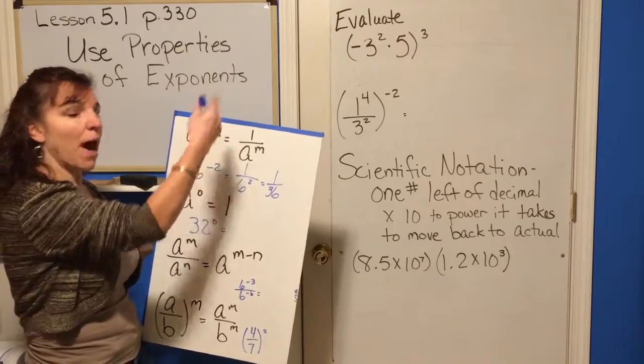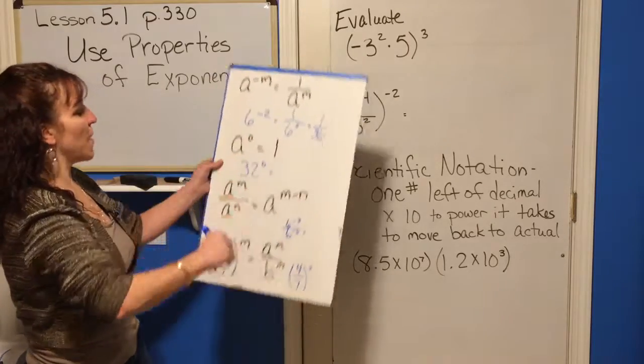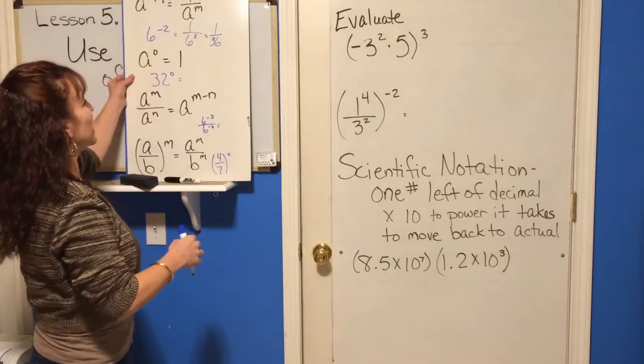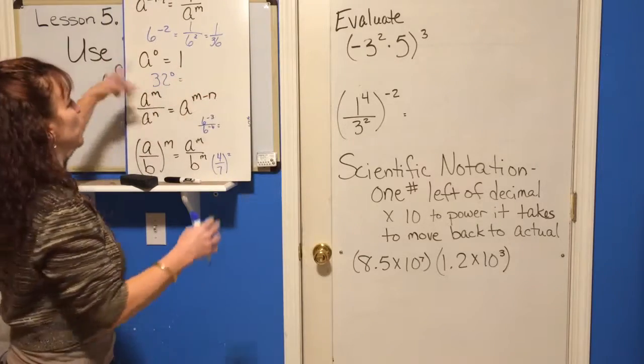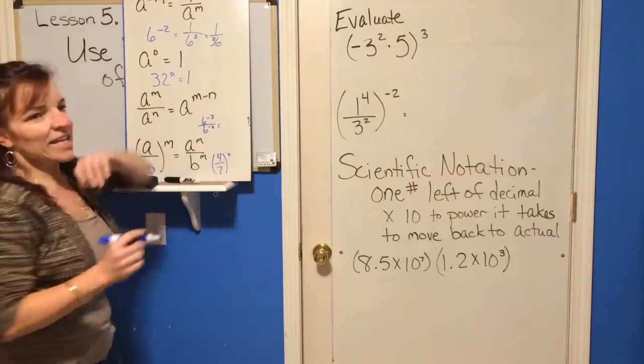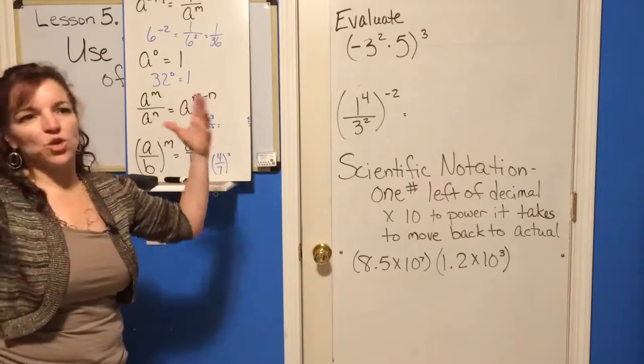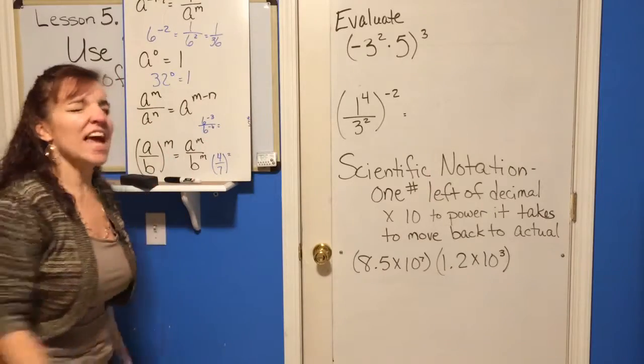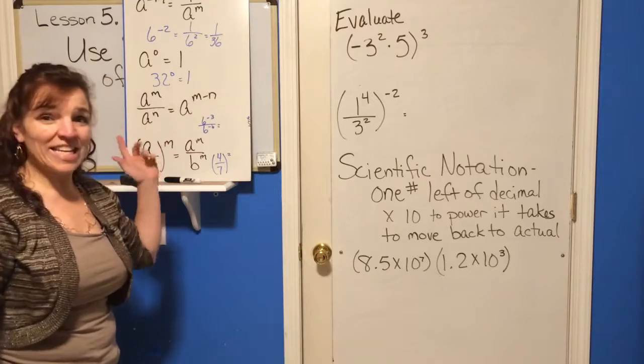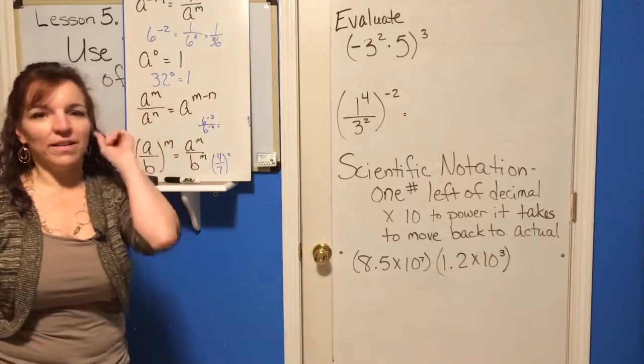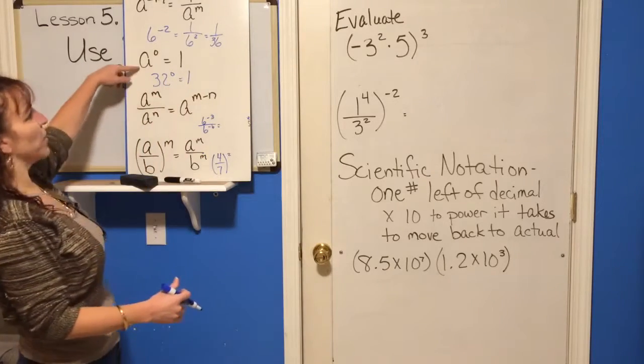A to the negative m power flips it down to the denominator. The next one: anything to the 0 power is just 1. So 32 to the 0 power is 1. 89 to the 0 power is 1. 563 to the 0 power is 1. Negative 3,689 to the 0 power is 1. Anything to the 0 power is just 1.